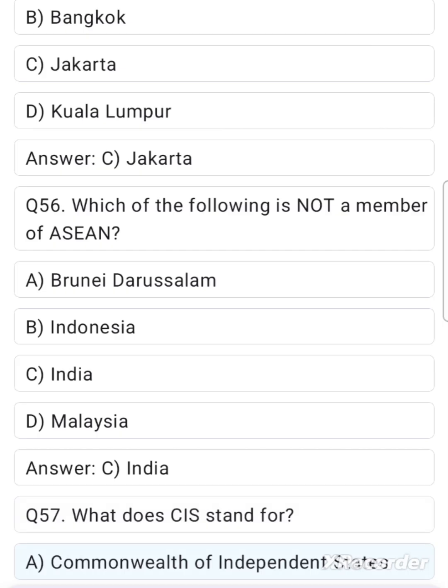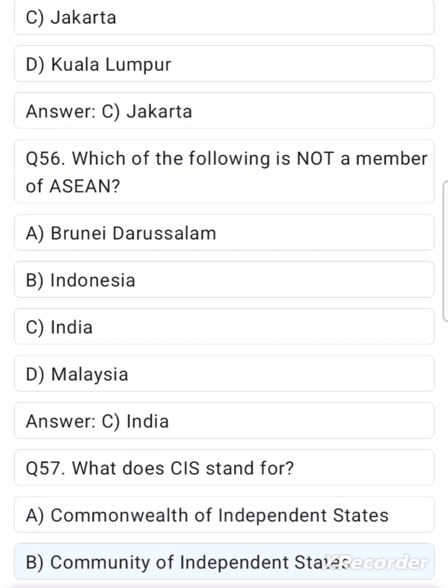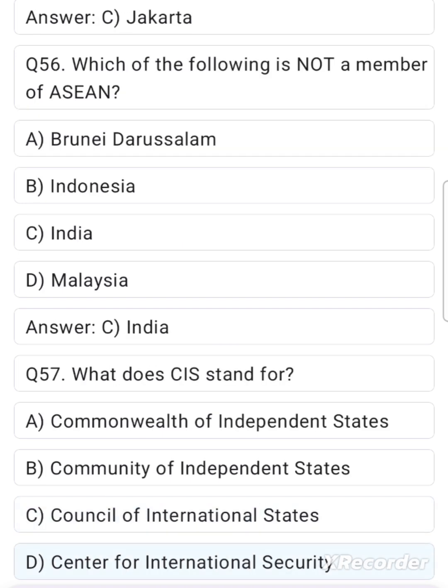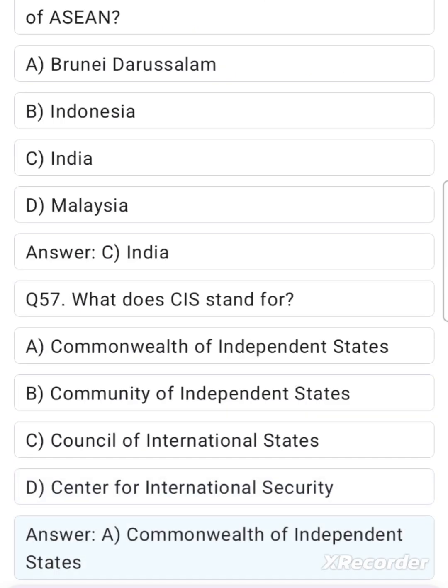A. Commonwealth of Independent States. B. Community of Independent States. C. Council of International States. D. Center for International Security. Answer: A. Commonwealth of Independent States.